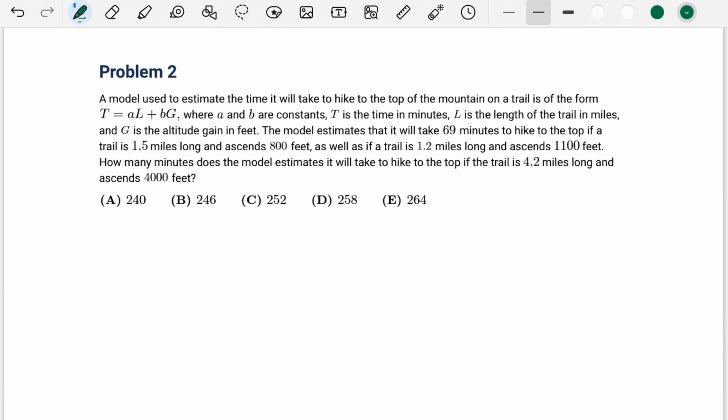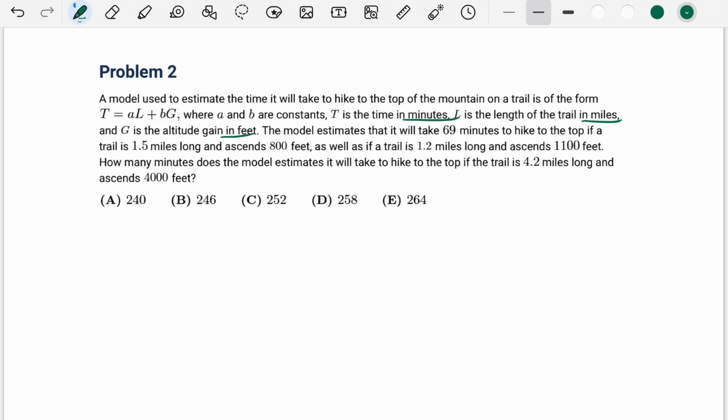Problem 2. A model used to estimate the time it will take to hike to the top of the mountain on a trail is of the form T equals AL plus BG, where A and B are constants, T is the time in minutes, L is the length of the trail in miles, and G is the altitude gain in feet. The model estimates that it will take 69 minutes to hike to the top if a trail is 1.5 miles long and ascends 800 feet, as well as if a trail is 1.2 miles long and ascends 1,100 feet. How many minutes does the model estimate it will take to hike to the top if the trail is 4.2 miles long and ascends 4,000 feet?